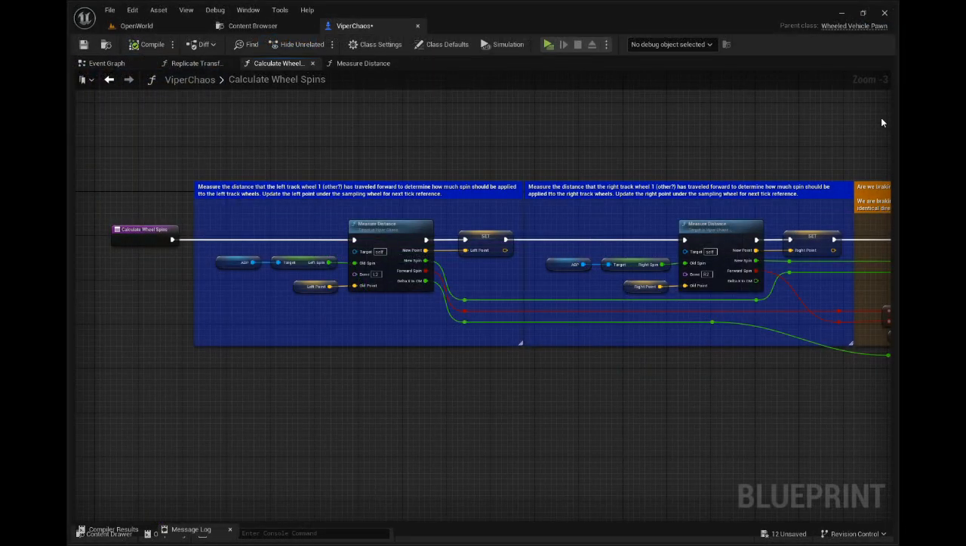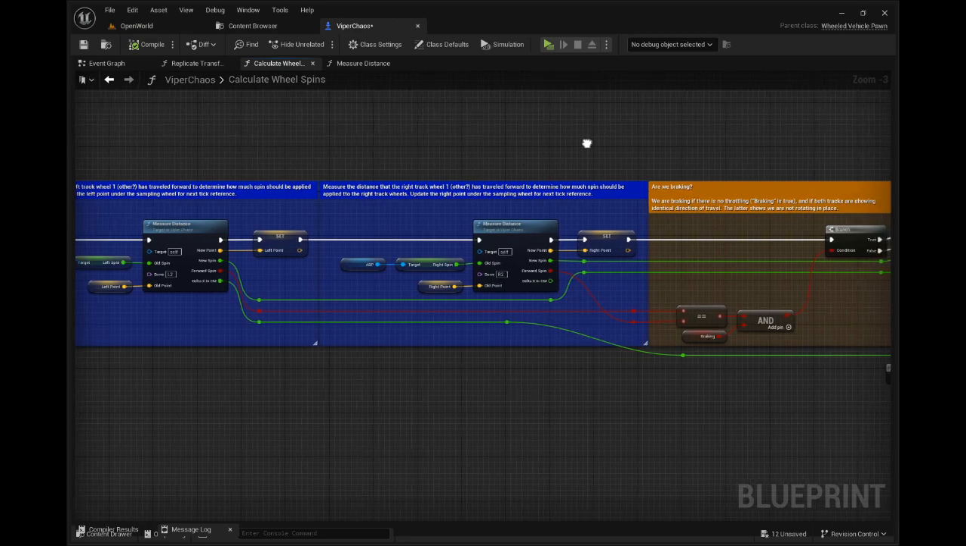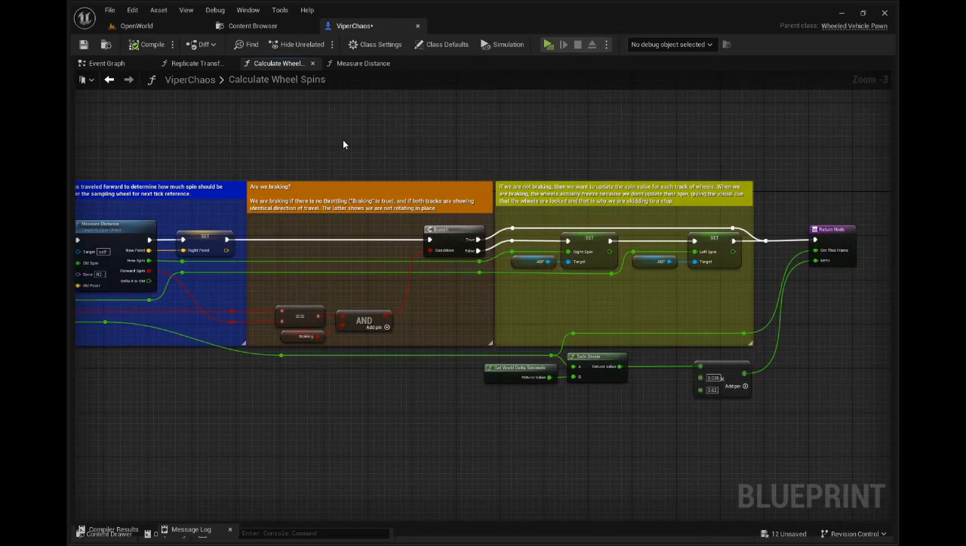The amount of spin is calculated in this function here for the left side and then the right side. The function measure distance is called, and it calculates the distance traveled by one track or the other and how much spin we should apply to the wheel as a result. We also determine if both of them are moving forward or both moving backward. And if that's true, are we braking? Because if we're braking, we do not update the spin of the wheels. We want the wheels to freeze up, to lock up, and look like we're skidding to a stop.